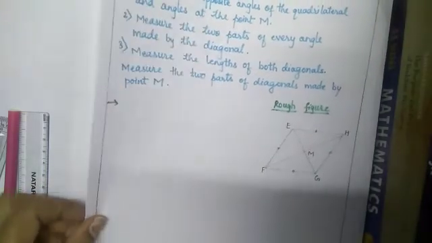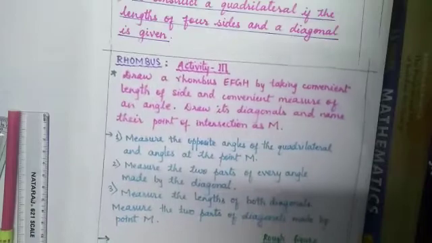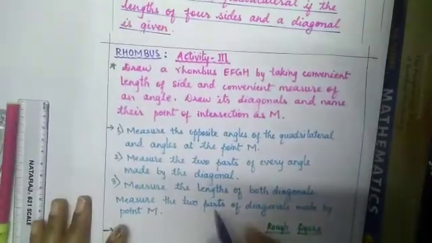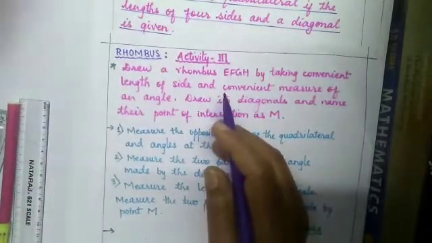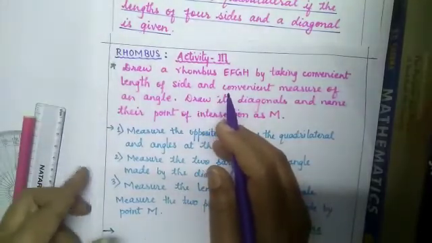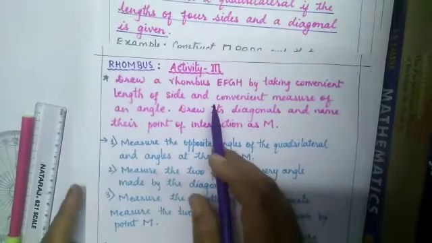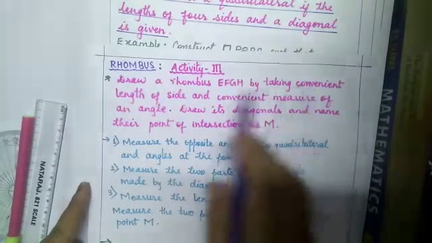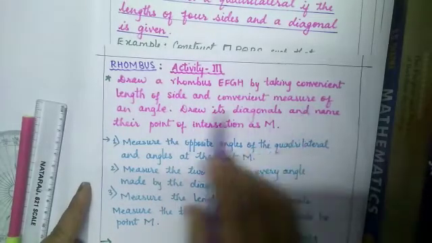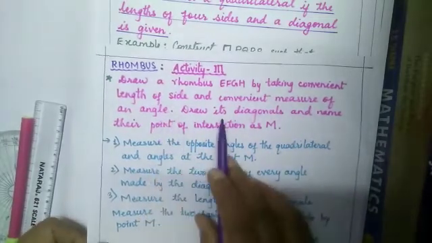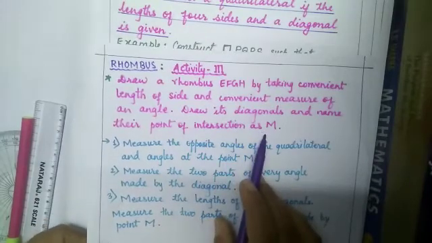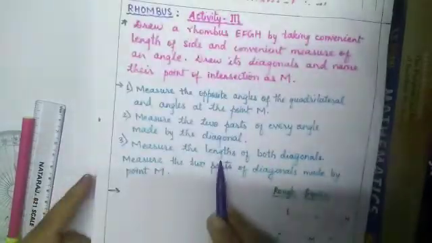Earlier we have seen the definition and properties of rhombus. So check now activity 3. This activity is given on page number 45. So children, see the activity now. Draw a rhombus EFGH by taking convenient length of side and convenient measure of an angle. Draw its diagonals and name their point of intersection as M. So these are the 3 steps given over there.